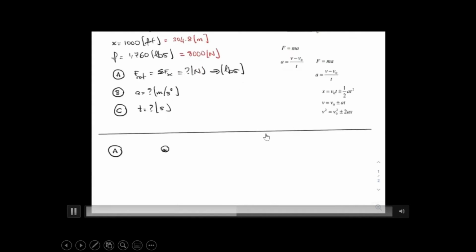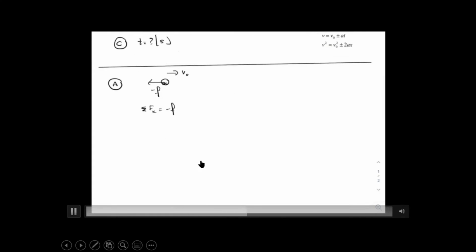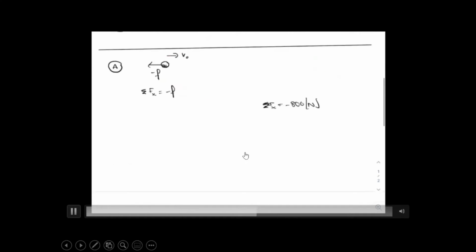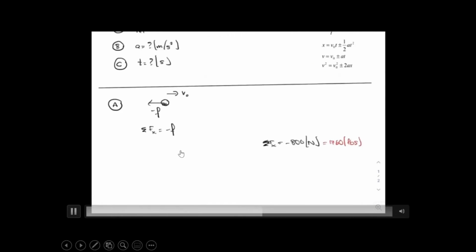So the net force, this is the easiest one. There's only one force acting on it, opposing motion. Motion is in the forward direction, so the net force is just the frictional force. That's it. It should be 8,000, not 800. It's just being careless there, so I'll make a correction shortly.